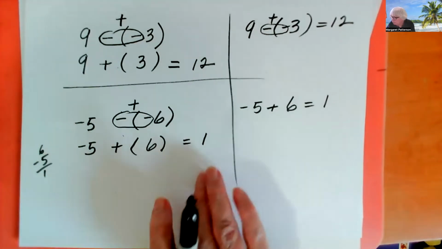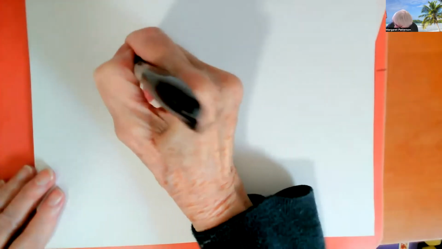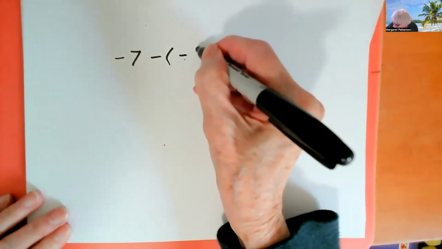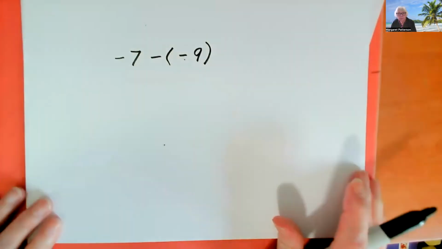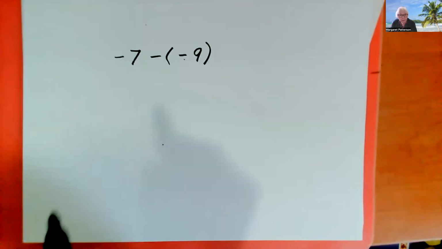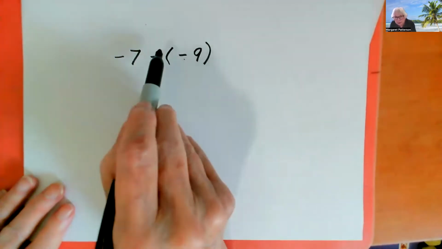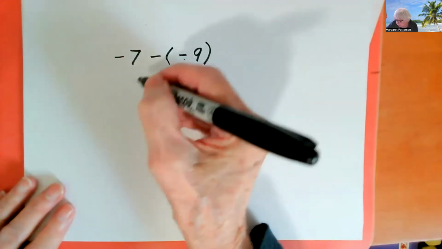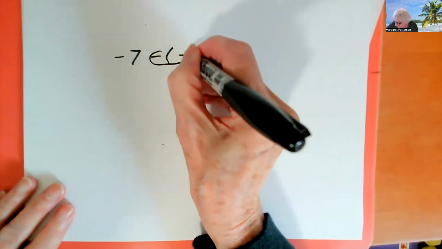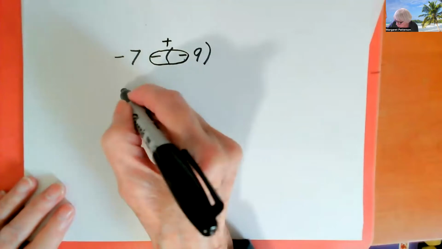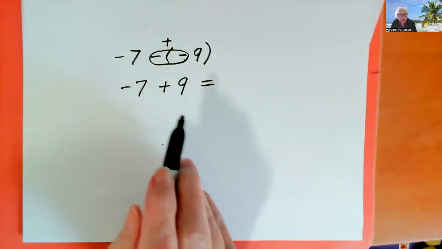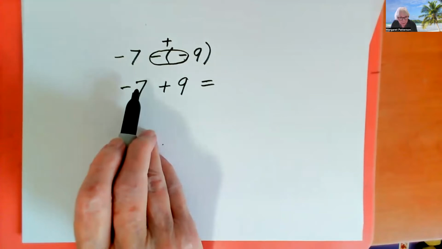Okay. Let's try this one. We just have a lot of negatives. -7 subtract -9. Negatives galore. If you take this, you know it's going to be plus. So this is one way, -7 plus +9. So this is the same as 9 subtract 7.